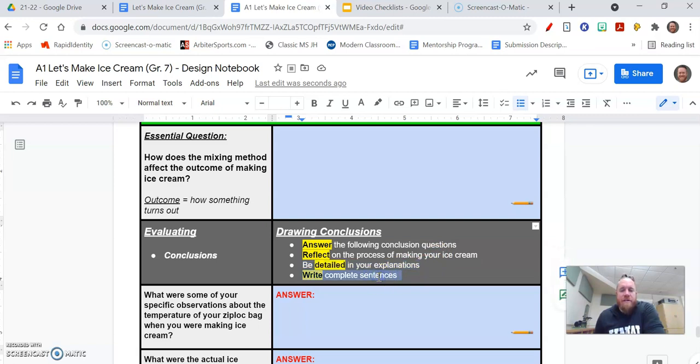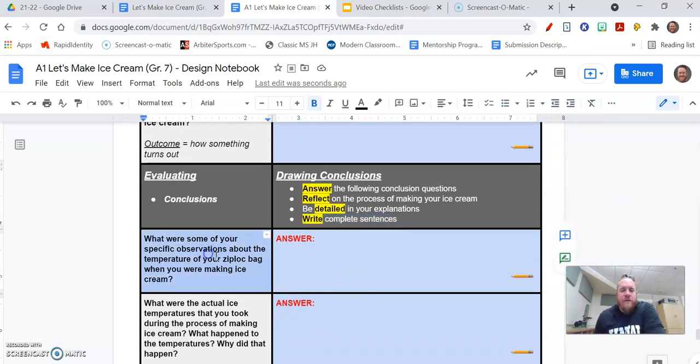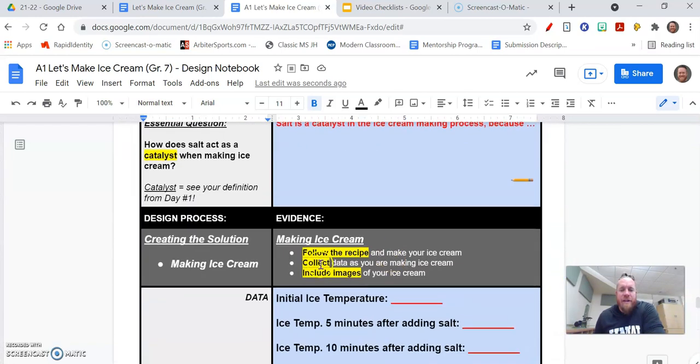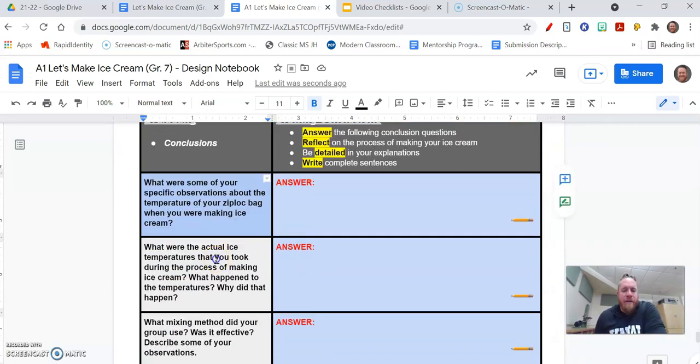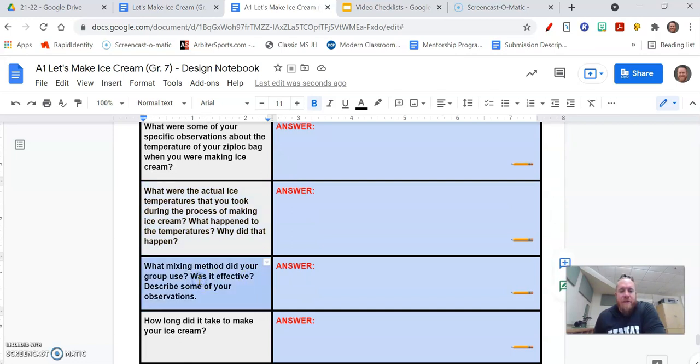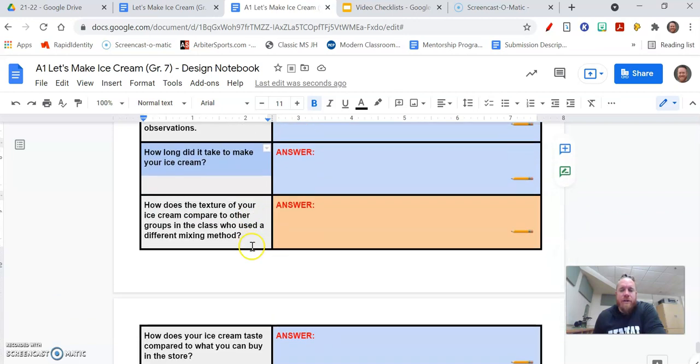So write complete sentences. So the questions you're going to answer, what were some of your specific observations about the temperature of your Ziploc bag when you were making ice cream? So go back to the data that you collected last time up here. Next question, what were the actual ice temperatures that you took during the process? What happened to the temperatures? Why did that happen? What mixing method did your group use? Was it effective? So what were some of your observations with that? And then overall, just how long did it take you to make your ice cream? Those are the must-answer questions.